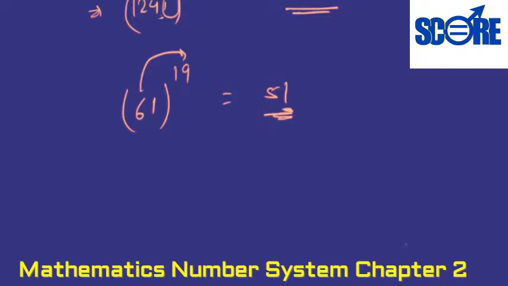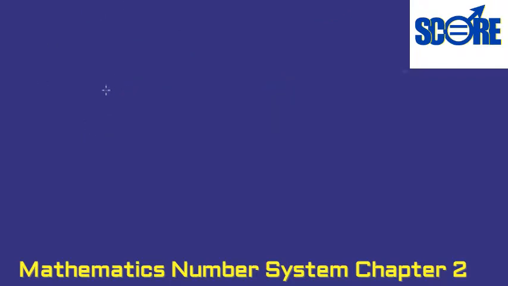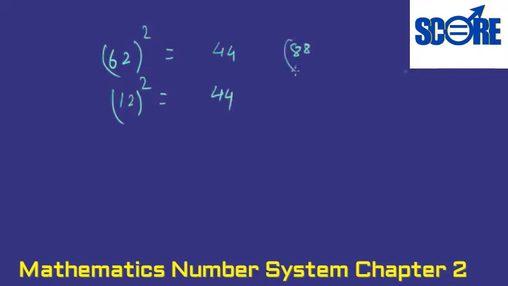This is the first thing. The second important thing is the cyclicity of numbers, but I'm not discussing cyclicity here; I'm dealing with square numbers. 62 squared: the last two digits are 44. 12 squared is 144, so the last two digits are 44. 88 squared: the last two digits are again 44.